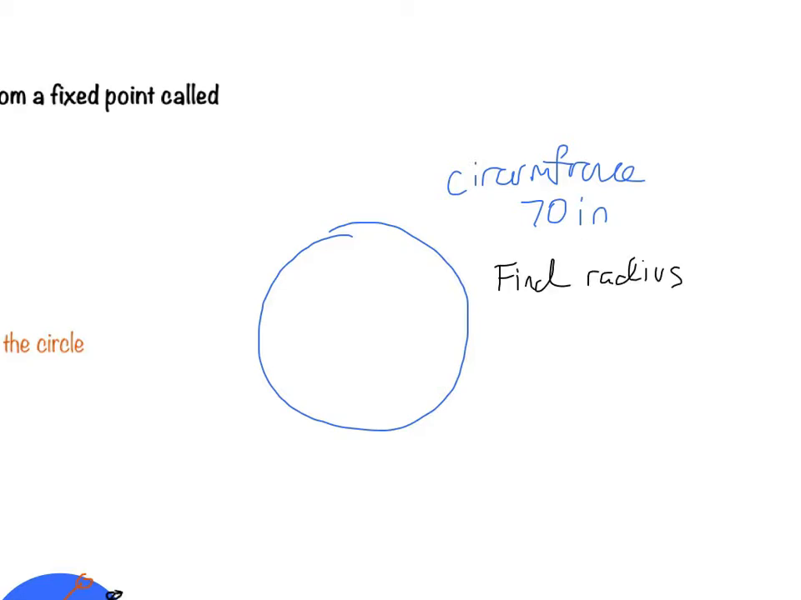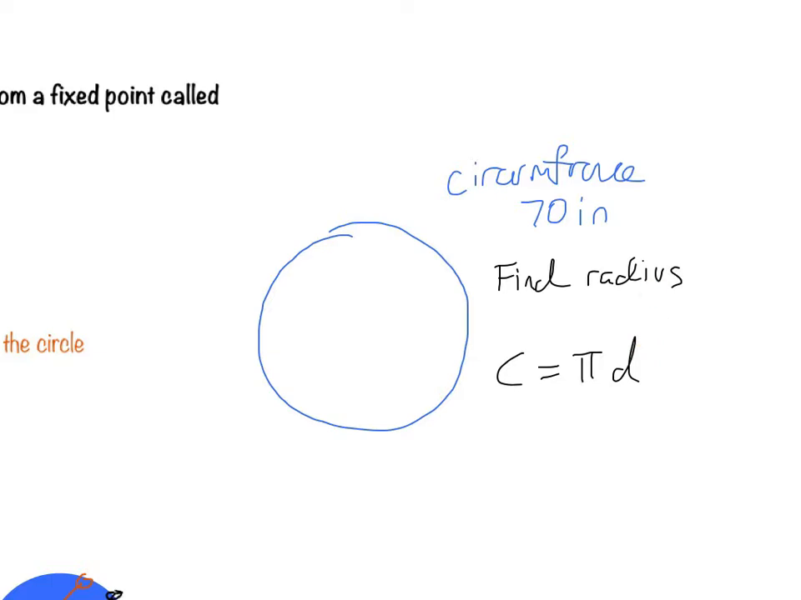Well, how do we do that? The only formula we've learned so far is C equals pi times diameter. There's no r in there anywhere, so how could we find the radius? Well, let's think about that. C equals pi times diameter. What did we say about the diameter?